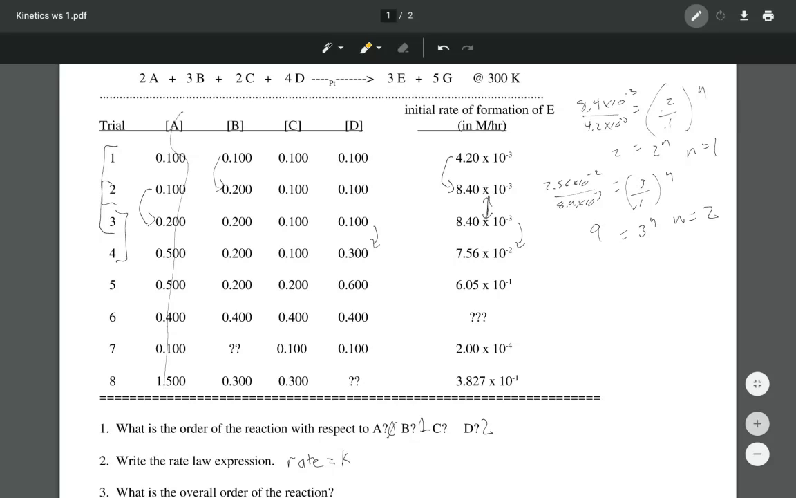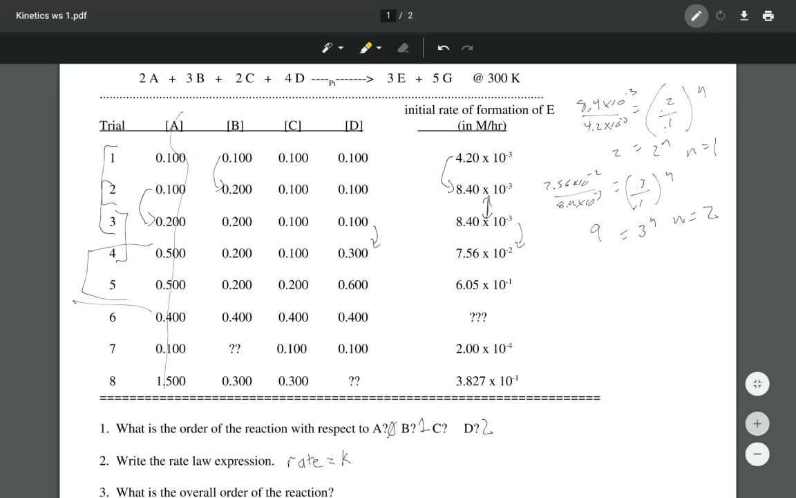Now we're left with the tricky one because we can't use trials 6, 7, and 8 because they're missing information. So the only way we're going to be able to tell about the order with respect to C is by using one of these other trials, but there's nothing where everything else stays the same. So what we're going to have to do, this is where we're going to get to something new here.